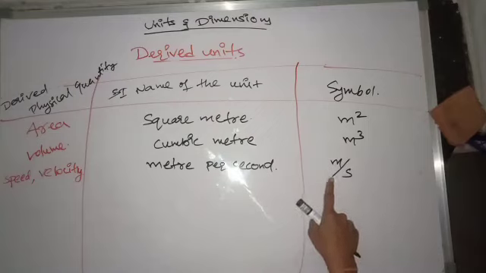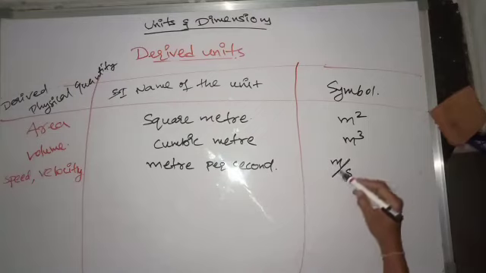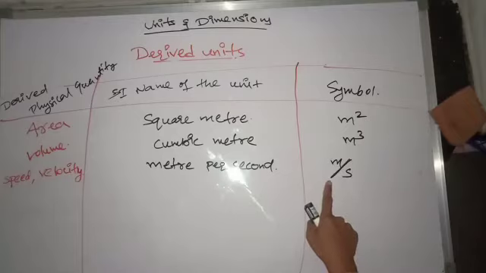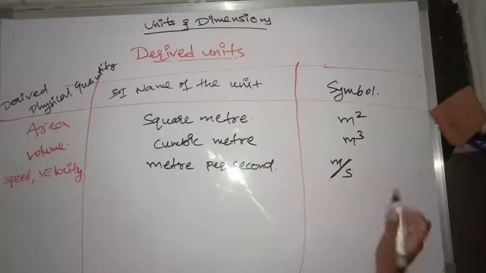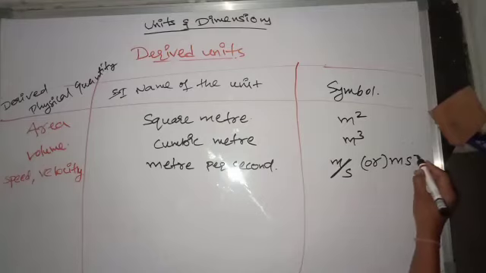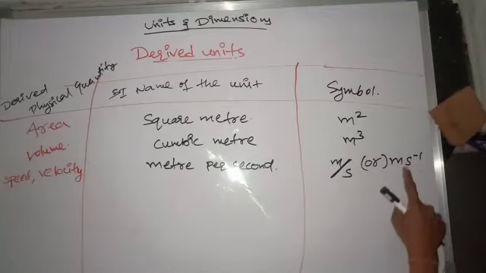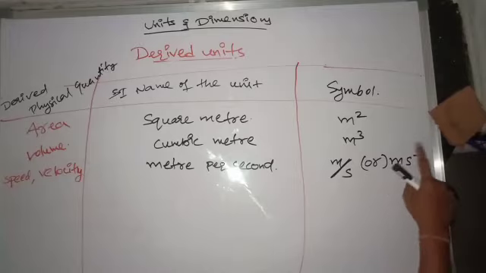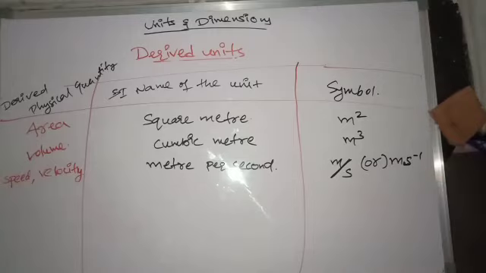This symbol is denoted for division. And this also can be written as m into s power minus 1. There must be no gap in between these two symbols. And I will explain the rules for writing the units, SI units, in my next lecture.